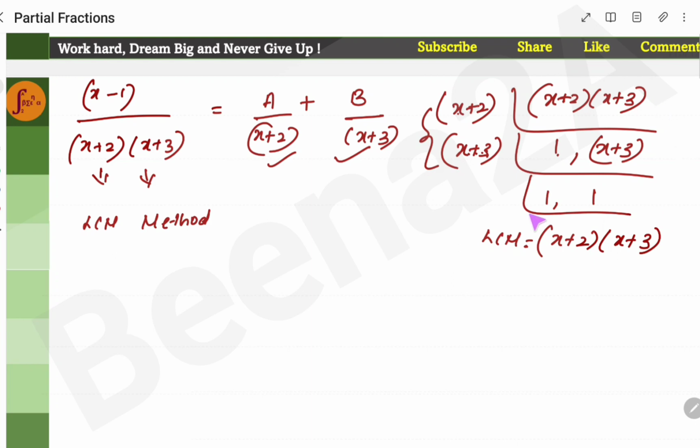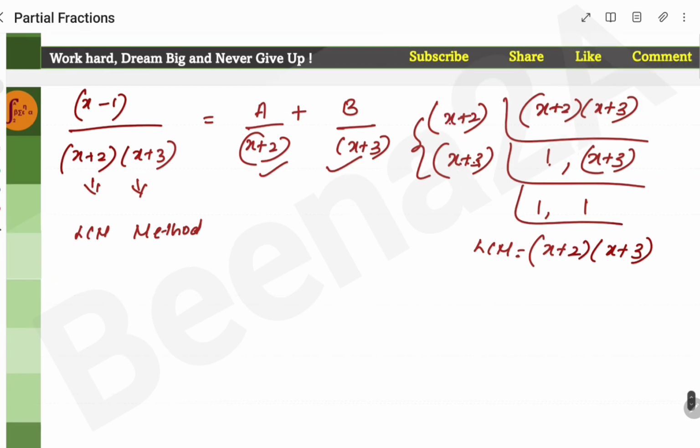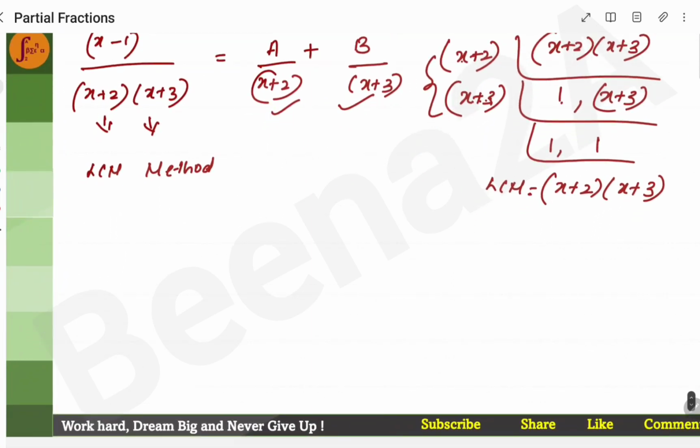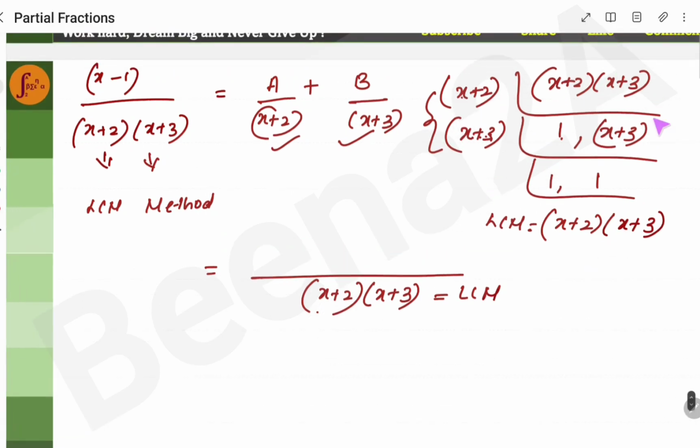See, you don't have to do all these steps. When you have two different terms here, you just take both the terms. That becomes the LCM, like this. You take both the terms and multiply them like this. This becomes the LCM. You don't have to do this step. This is only to explain.